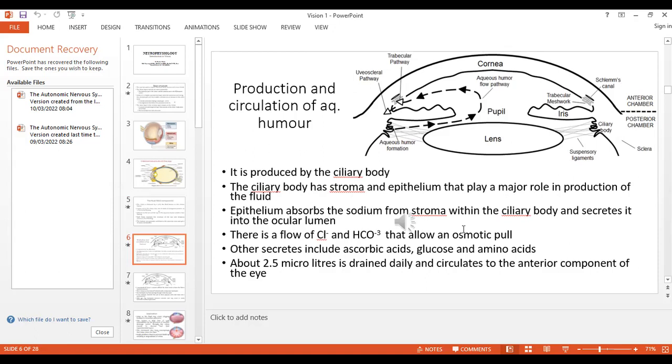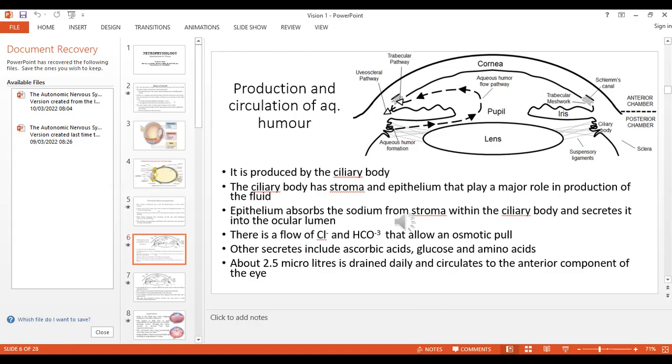If you want to understand how this is produced, you have to know that it's the stroma and the epithelium that have cells that are able to produce what we call the aqueous humor. The epithelium absorbs the sodium from the stroma within the ciliary body and secretes it into the ocular lumen. Lumen simply means a space, an opening that is found in a certain area.